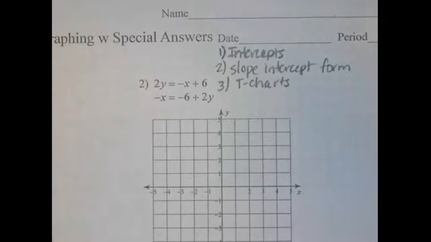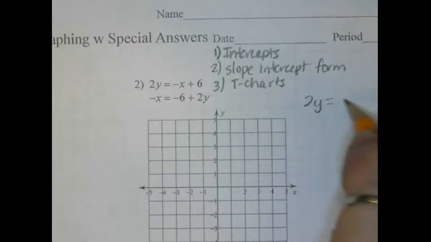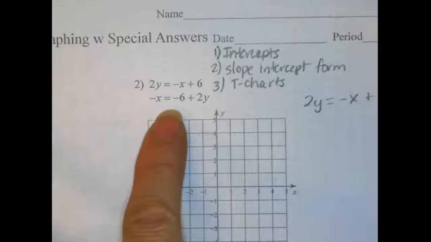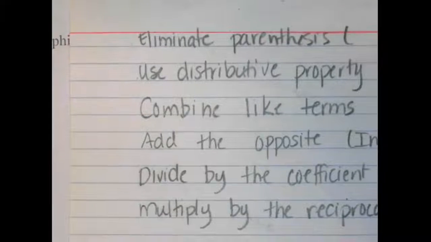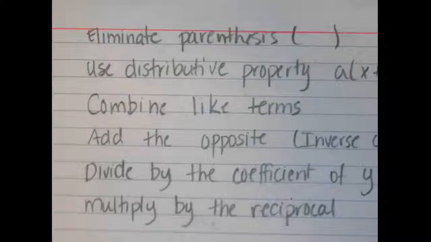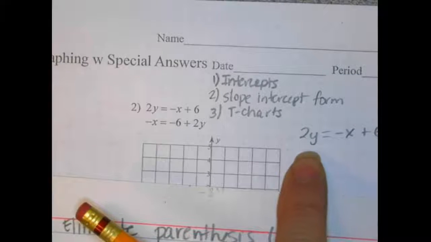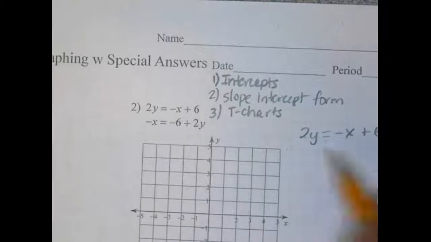All right, so I'm going to take my first equation. I have 2y equals negative x plus 6. And that's pretty close to slope-intercept form. Right? If I take my list or my directions here, I don't have parentheses. I don't need to combine like terms. My y is alone by itself with the 2, so I don't have to add the opposite. But I do have to undo this operation. So how can I undo 2 times y? How do I undo 2 times y?